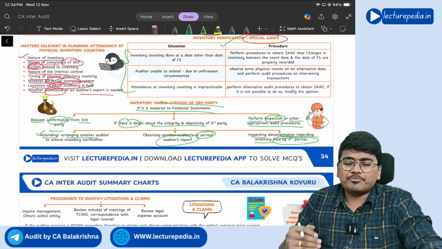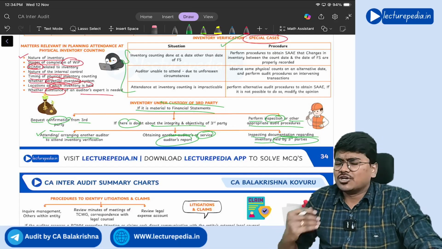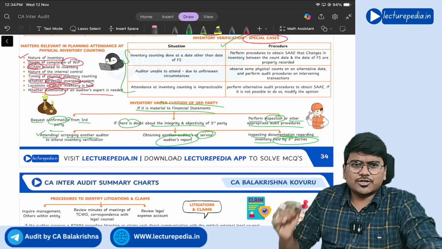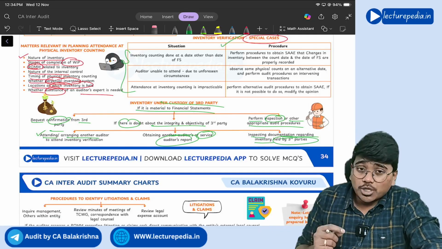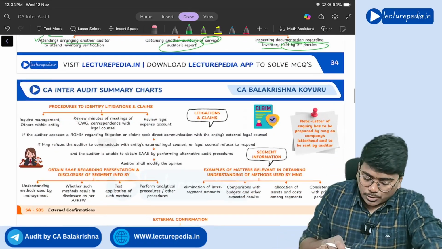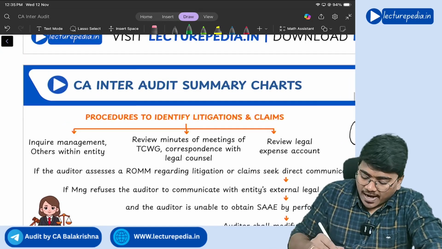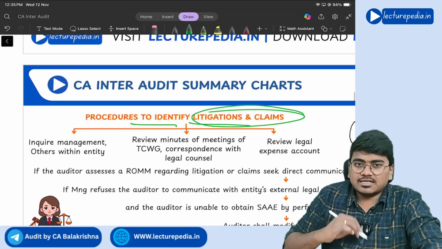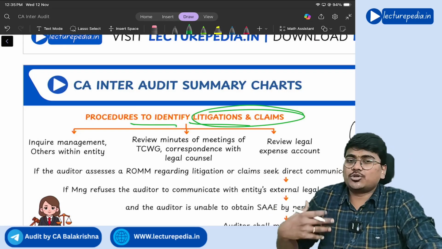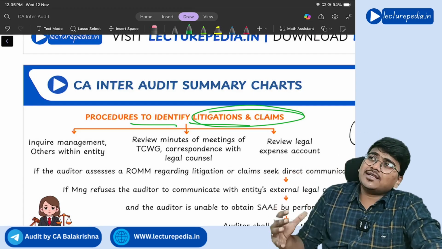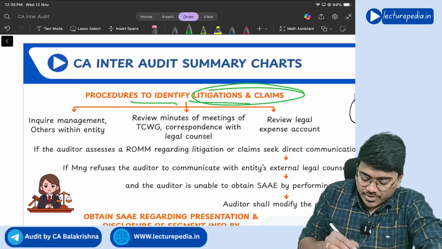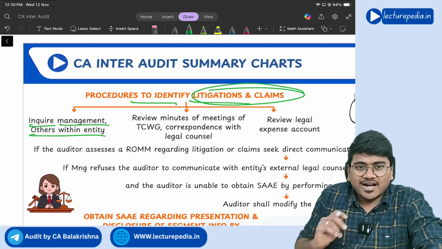Now we will go to litigations and claims. So with respect to litigations and claims, what assertion are we addressing? We are addressing the completeness assertion, correct or not? So, procedures to identify litigations and claims. What procedures will you perform to ensure that all the litigations have been included in the balance sheet or the financial statements? See, inquire of management or others within the entity.